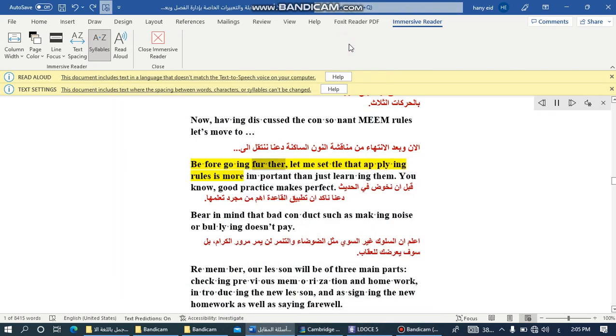Before going further, let me settle that applying rules is more important than just learning them. You know, good practice makes perfect. Bear in mind that bad conduct such as making noise or bullying doesn't pay. Remember, our lesson will be of 3 main parts: checking previous memorization and homework, introducing the new lesson, and assigning the new homework, as well as saying farewell.